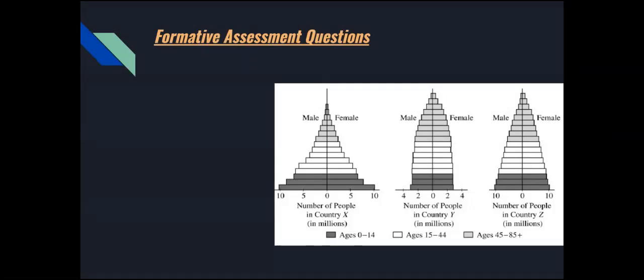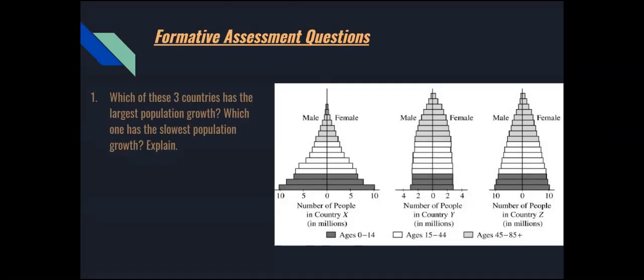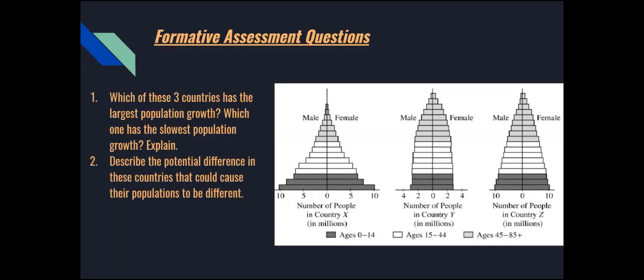Now, to see if you know how to read these graphs, we're going to look at a couple questions. So looking at these graphs, which of these three countries has the largest population growth? Which one has the slowest population growth? Make sure you explain your answer. And for question 2, describe the potential difference in these countries that could cause their populations to be different. So why do these countries have different population pyramids?